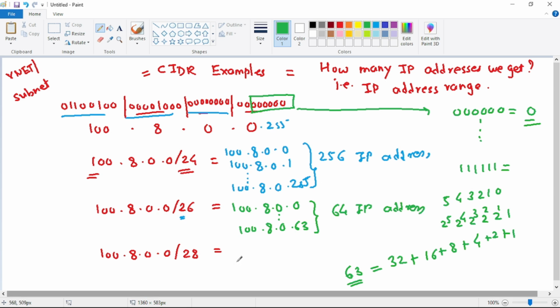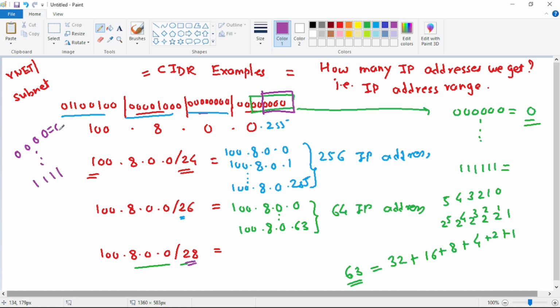Now if you still have any doubt, let's try to understand this third example. Again you see the first 28 bits will be ignored, so the only bits we have are the last 4 bits. If you have these last 4 bits, the max range we get is from 0 0 0 0 to 1 1 1 1.